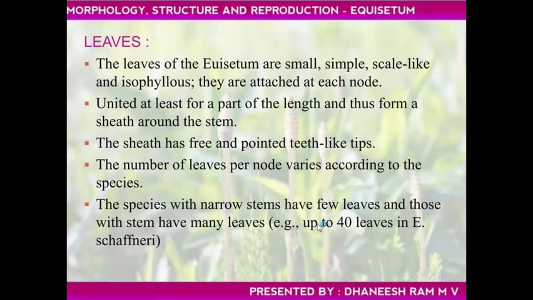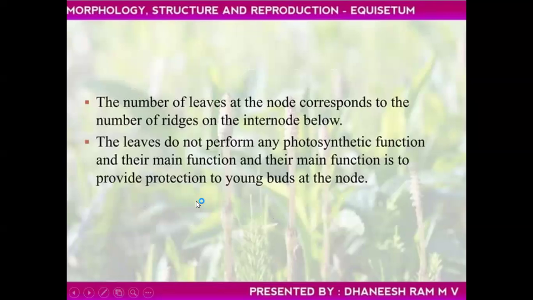For example, I'll take Equisetum schaffneri. This is the species in which we can see the presence of 40 leaves at each node. The number of leaves per node varies from one species to another. The number of leaves at each node corresponds to the number of ridges on the internode, which is seen in the anatomy. The leaves here do not perform any photosynthetic function; their main function is to provide protection to the young buds of the node.